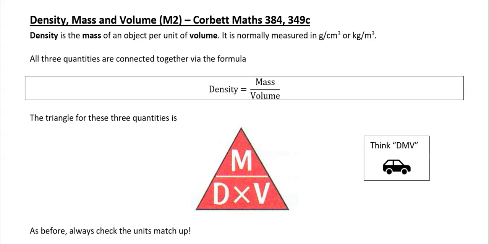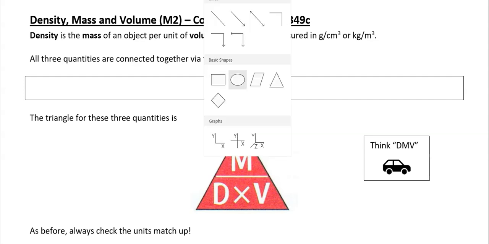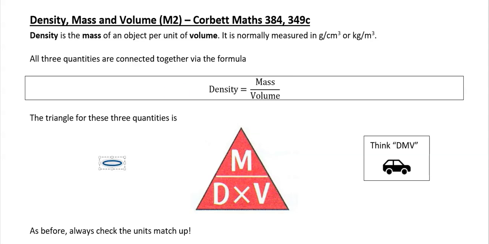How you use this triangle, if I just get myself a wee shape here, I'll just show you how we use it. If you want to use this, what you do is you would cover up the M, and then what you're left with is D and V on the bottom. So to find mass, it's going to be D times V. If I want to find my density, I would cover up my D, and what I'm left with is M over V, so mass divided by volume. And if I want to find my volume, I cover up my V, and what I'm left with is M divided by D. So that's how we use our memory formula. Much like your distance, speed, time formula, exactly the same idea.